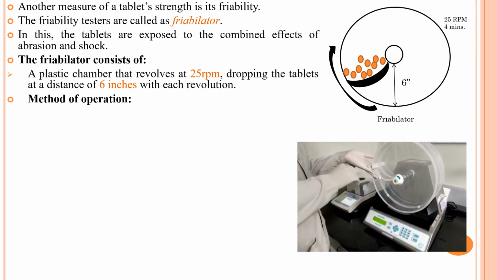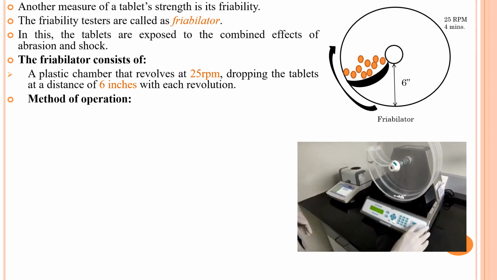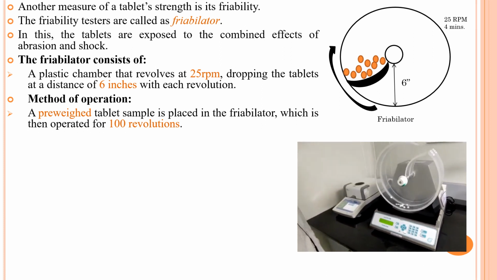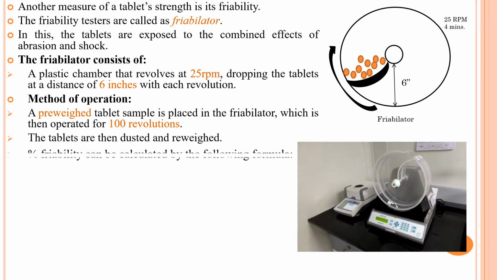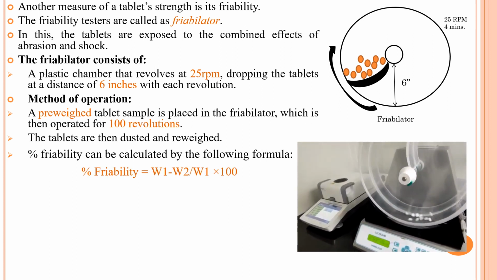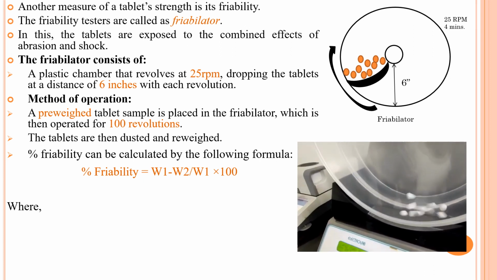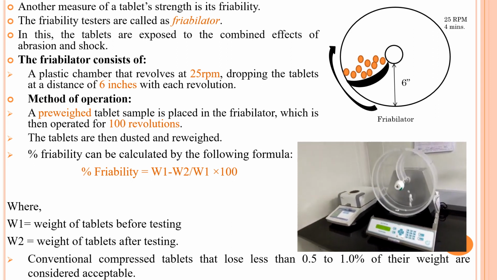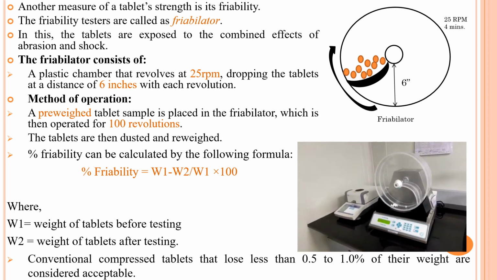The method of operation of the friabilator is that a pre-weighed tablet sample is placed in the friabilator, which is then operated for 100 revolutions. The tablets are then dusted and re-weighed. Percentage friability can be calculated by the following formula, in which W1 is the weight of the tablet before testing, and W2 is the weight of the tablets after testing. Conventional compressed tablets that lose less than 0.5 to 1% of their weight are considered acceptable.